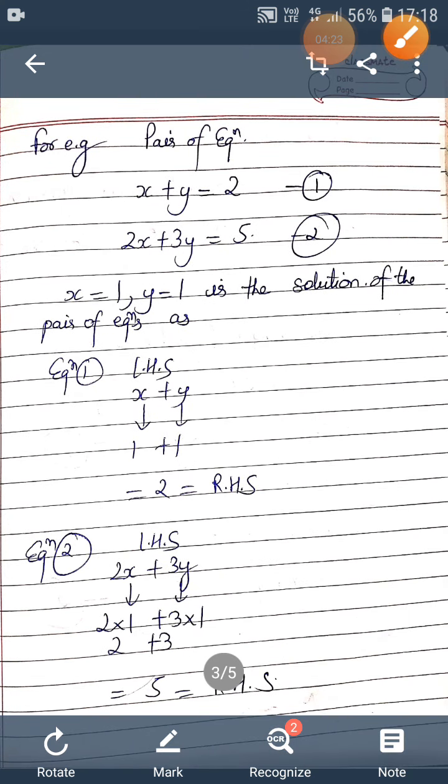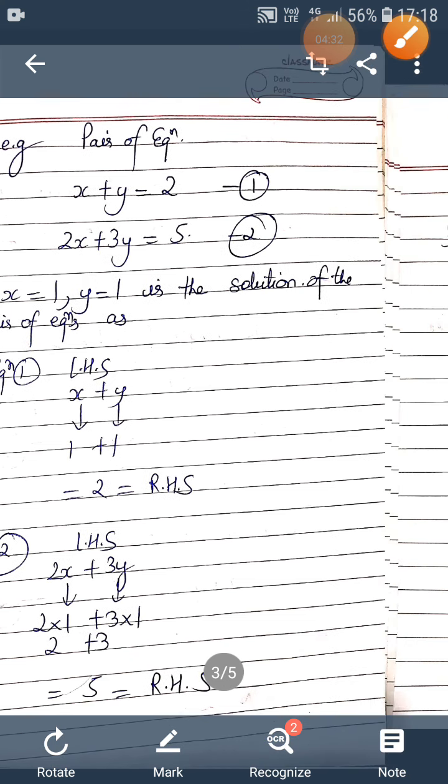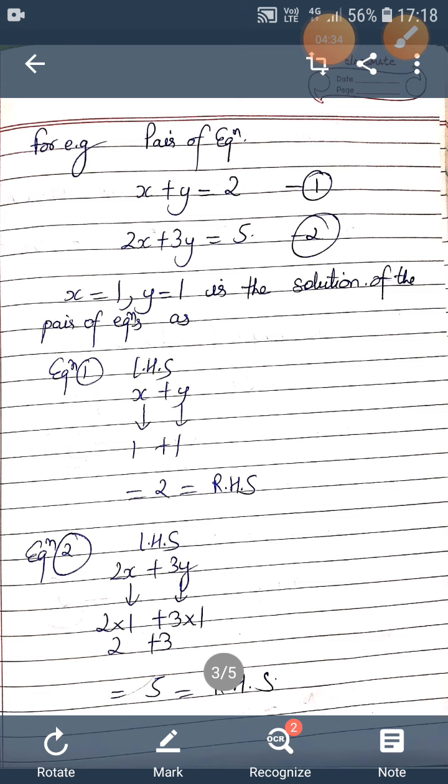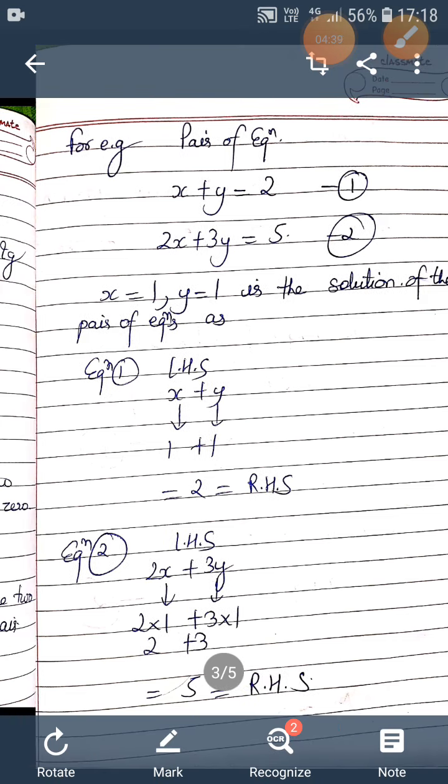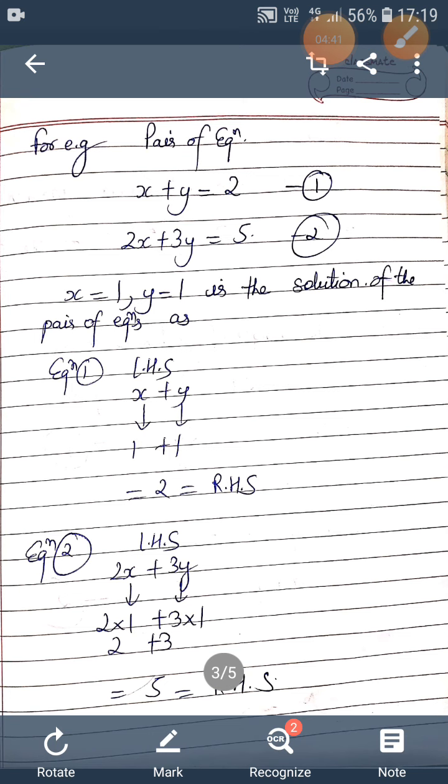Let us see. We have one example, x plus y equals 2. x plus y equals 2 is our first equation, and 2x plus 3y equals 5 is our second equation. So if we take a solution, let us say for example x equals 1 and y equals 1, why is it called the solution of these two equations?